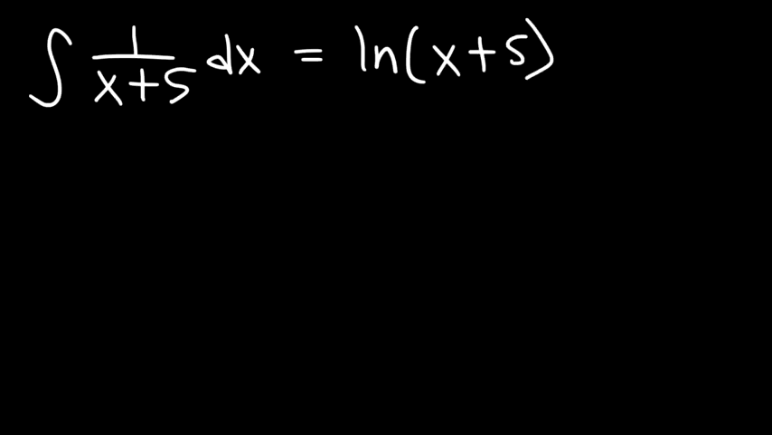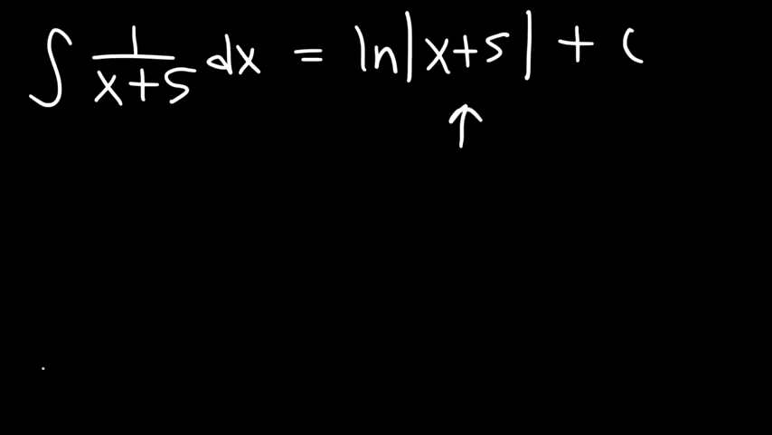Now what about this one, 1 over x plus 5? What is the antiderivative of that? This is going to be ln (x plus 5) plus c. Now sometimes, some textbooks may have an absolute value with the natural log symbol, because x plus 5 can sometimes be negative for certain x values. And so you might see an absolute value expression here.